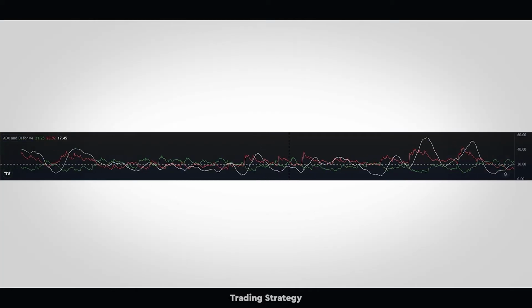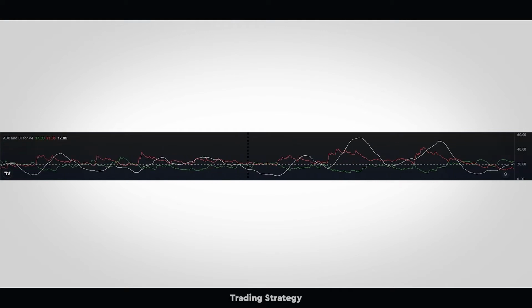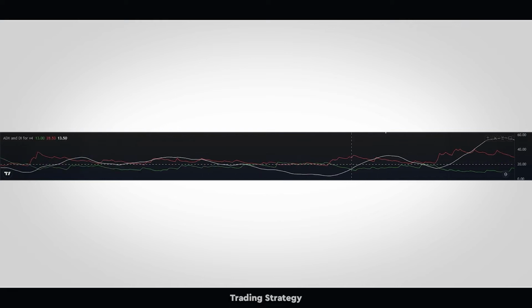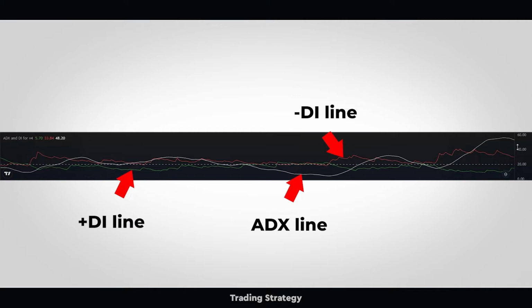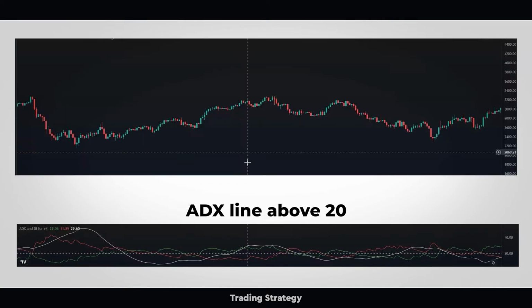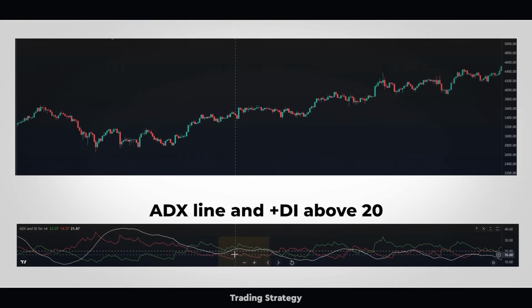In case you don't know what the ADX indicator is, the ADX, Average Directional Movement Index, has three lines: ADX, white, plus DI, green, and minus DI, red. The ADX line indicates the strength of the current trend. If it is above the value of 20, the current strength is starting or has already started. The plus DI line indicates the strength of the uptrend. If it is above the value of 20, this trend is strong.